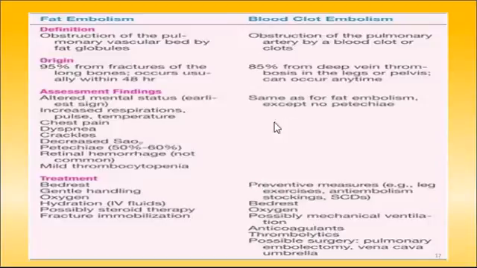The assessment findings, the only difference between the two, again, is the petechiae. And remember, with the fat emboli, you have the petechiae in the chest and axillary area in 50 to 60% of them. In retinal hemorrhage, you can actually see the fatty emboli sometimes in the eye.